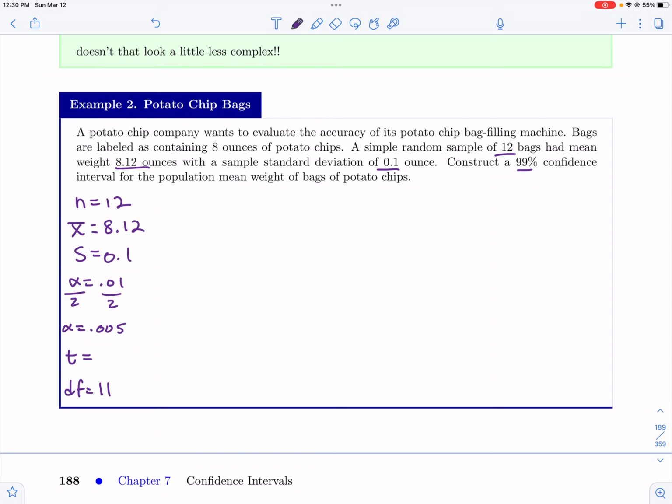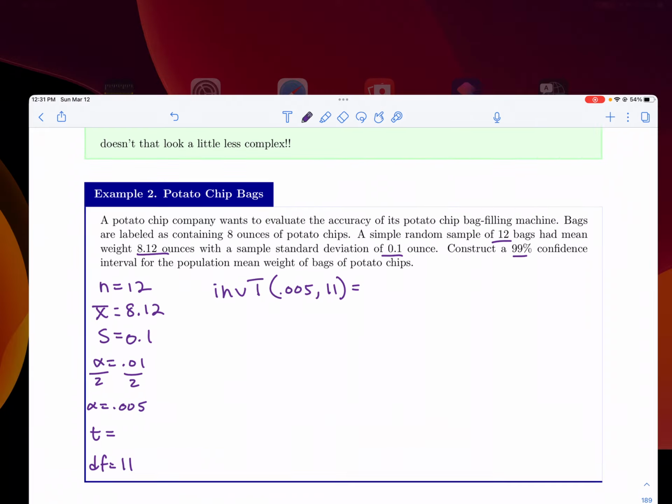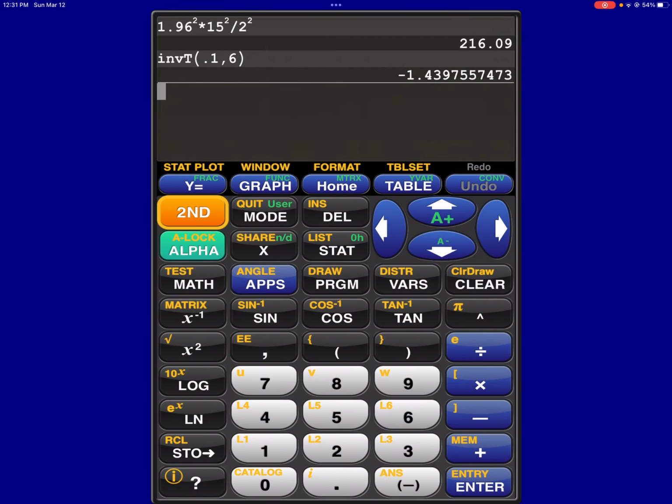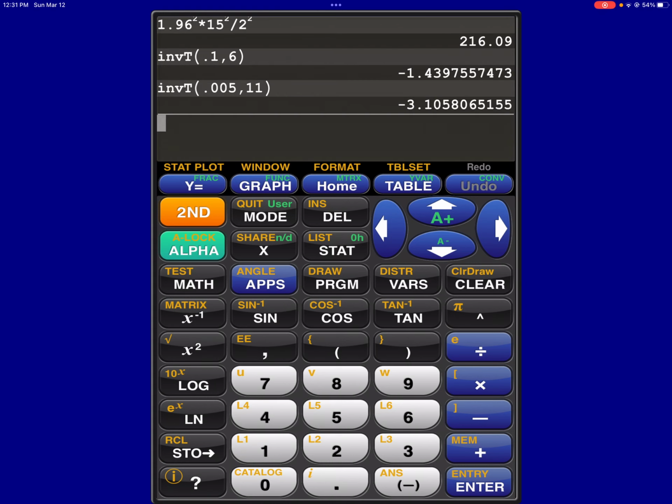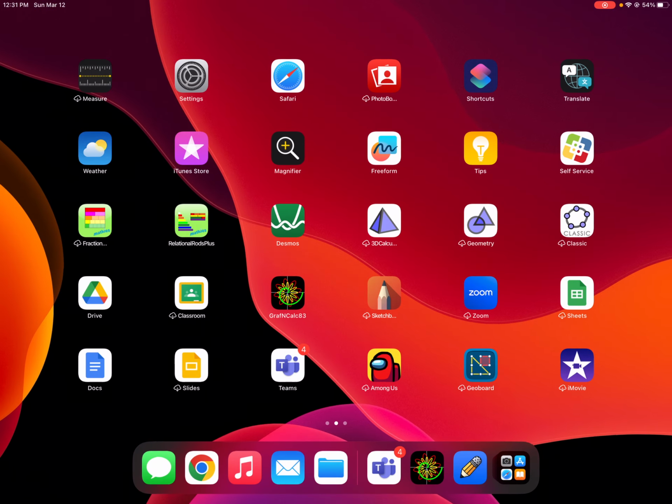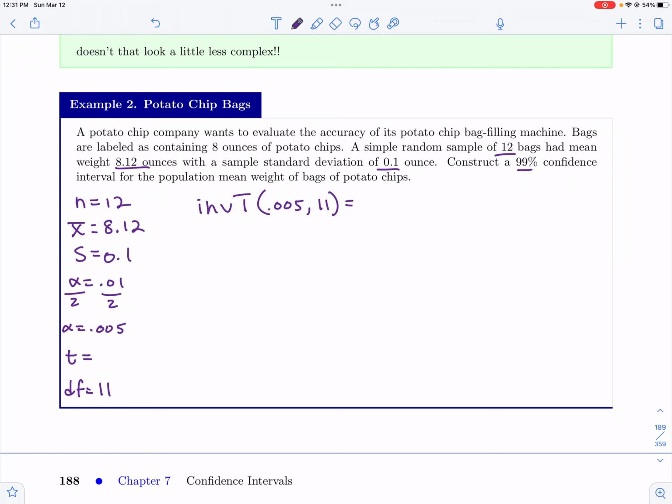All right, so let's first find our t-score before we do anything. We're going to need our inverse t, 0.005, comma, our degrees of freedom, which is 11. So second vars, inverse t, 0.005, comma 11. So we end up with negative 3.11 as our t-score. I'm just going to write the positive version, but again, remember we're going to get the plus or minus of each of those. So 3.11.